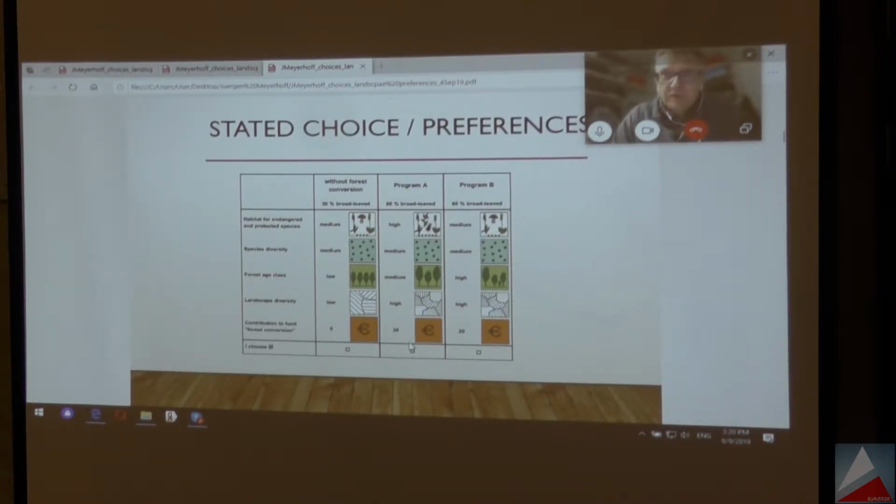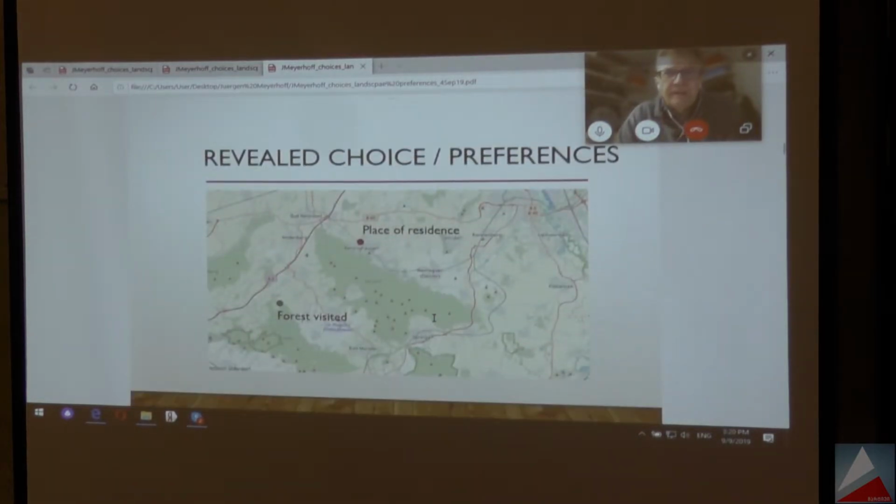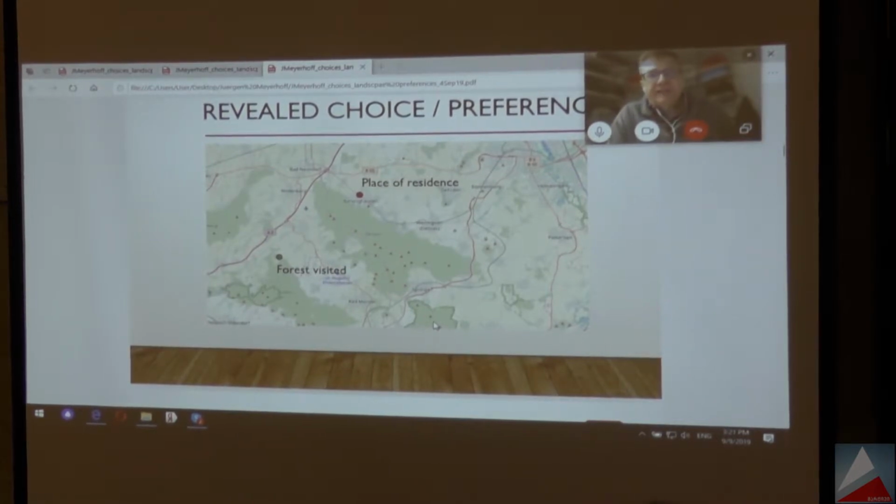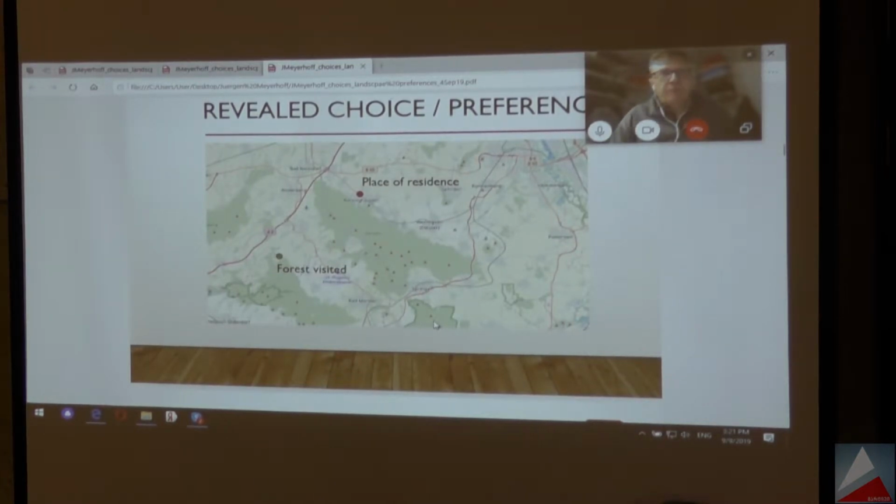The second approach is then revealed choices, and what you should see on this slide is a map that shows part of the landscape in Germany, and there are two locations indicated. One is the place of residence where people live, and the other one is a visited forest. So just by observing or asking people where they have been, we can find out which forest they have visited, and can use this as an indication for their choice and their value. However, as I'll show you later, the problem with this is that we do not know what the alternatives for people are.